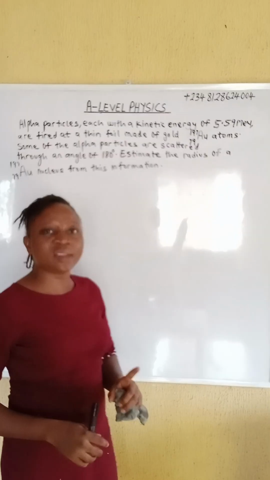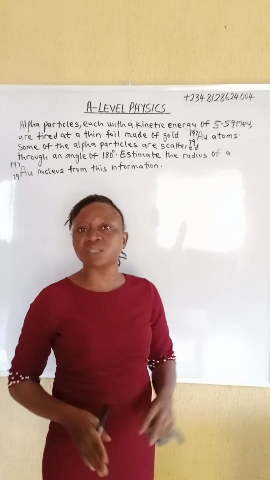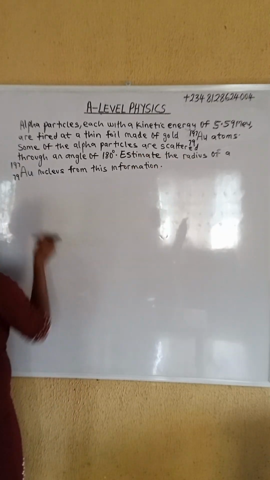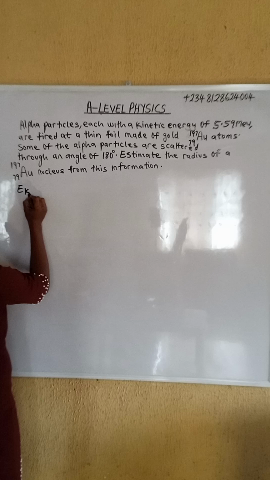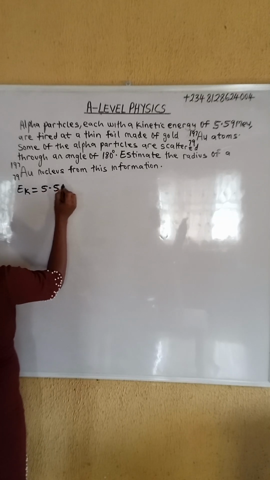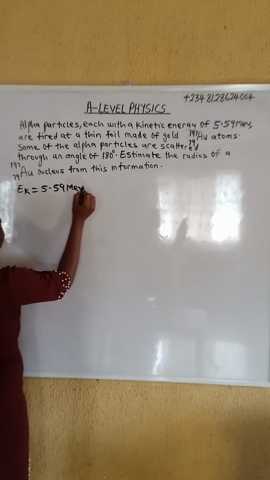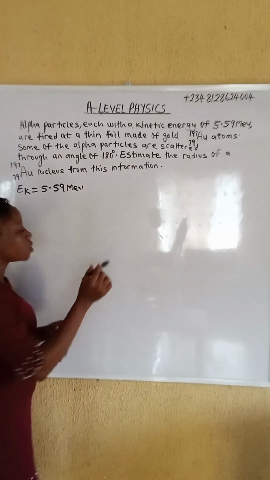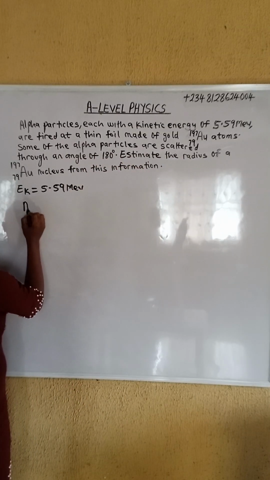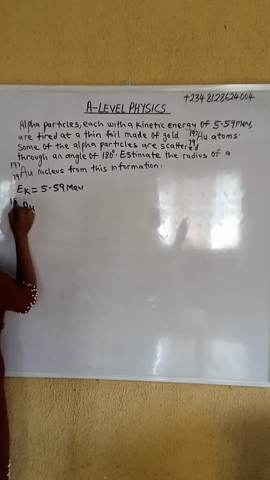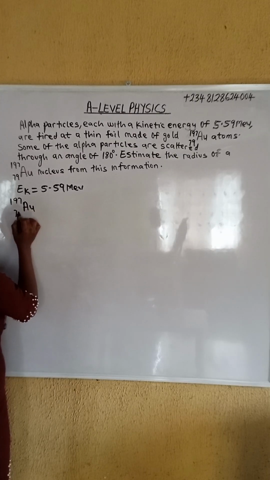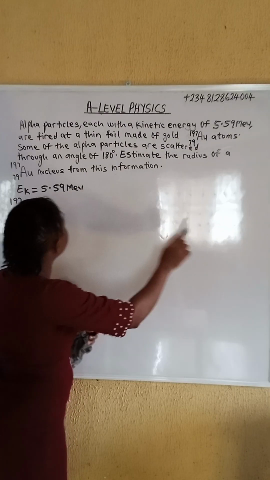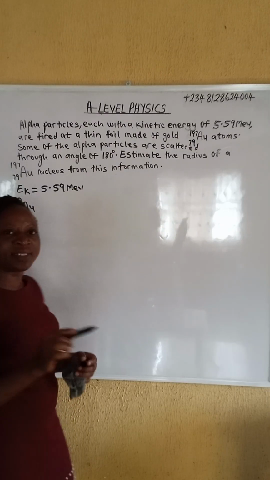When you see a question like this, the first thing you have to do is to bring out the parameters given. So we have the kinetic energy of 5.59 MeV, fired at a thin foil made of gold atoms. Gold atoms with a mass number of 197 and an atomic number of 79 is given. Some of the alpha particles are scattered through an angle of 180 degrees.